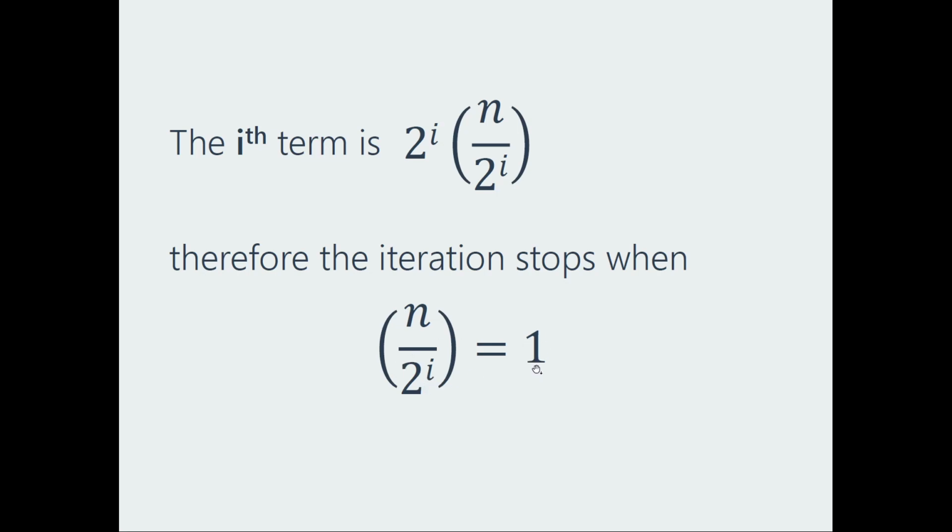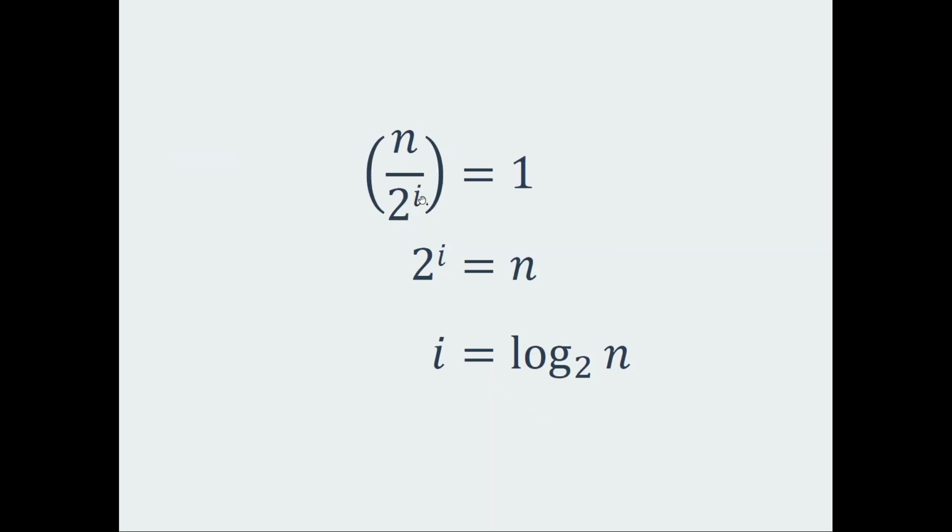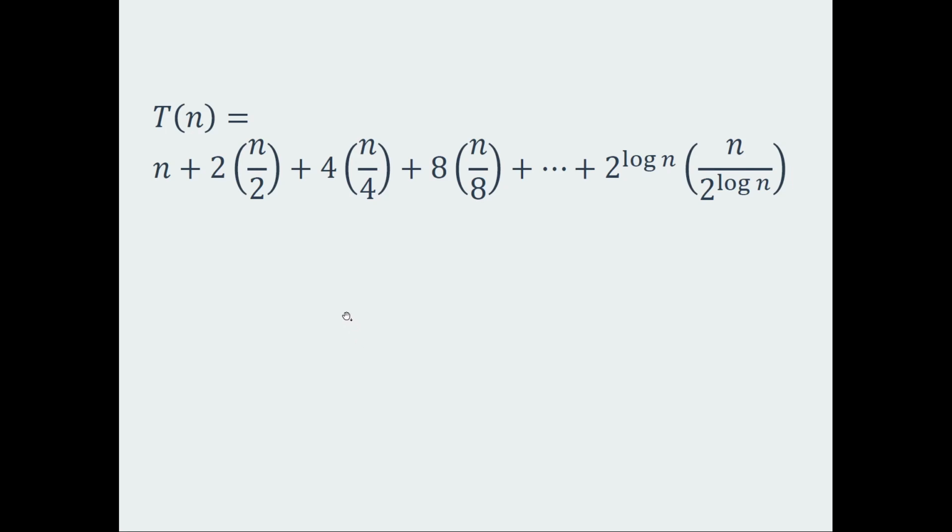So we simply have to find out what i is equal to. Let's solve for that. n over 2 raised to i is equal to 1. 2 raised to i is equal to n. We just switched it. And i is equal to log of n base 2 when we take the log of both sides here. That means the final step is the log n base 2 step. So if we expand our recurrence fully, it'll look like this: n plus 2 times n over 2 plus 4 times n over 4 plus 8 times n over 8 plus dot dot dot plus 2 raised to log n times n over 2 raised to log n.